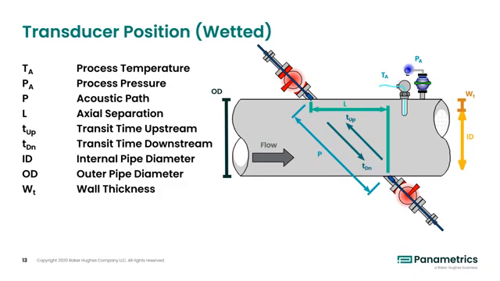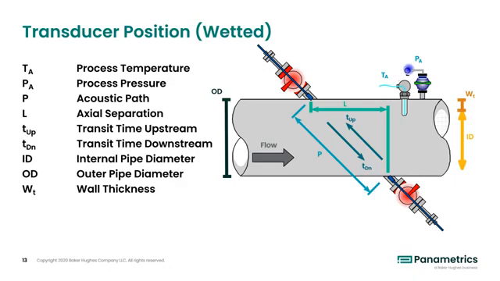The matched pair of that upstream transducer is called the downstream transducer. The time it takes for the signal going from the downstream transducer to reach the upstream transducer is known as the transit time upstream, or T-up. The time the signal takes to go in the downstream direction, or with the flow, is called the transit time downstream, or T-down.